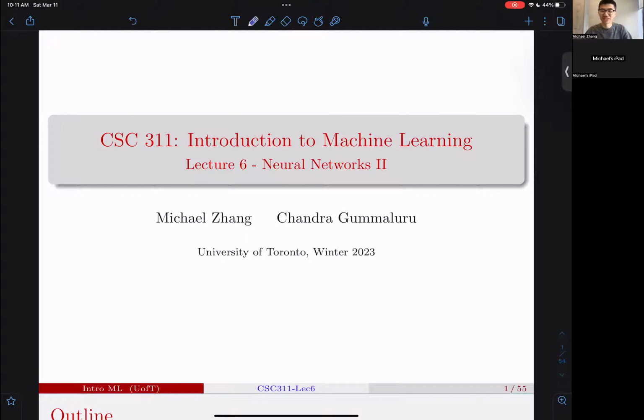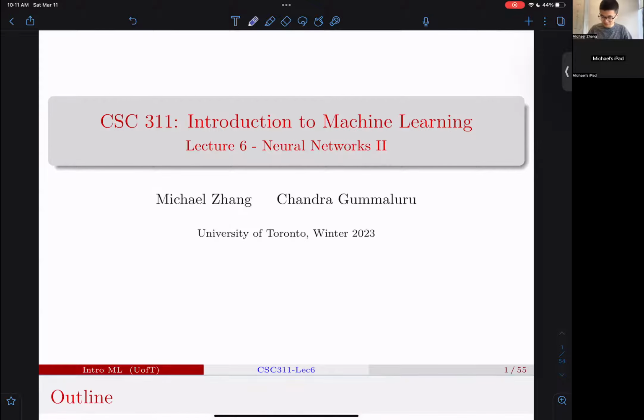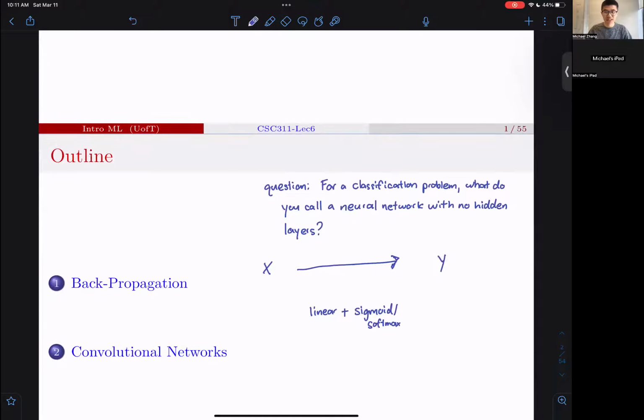Hi, so in this video, we'll be talking more about backpropagation and how you take gradients when you have a neural network. As a motivating question, which I covered in lecture, we can consider a classification problem where we have a neural network with no hidden layers. What would you call this neural network?